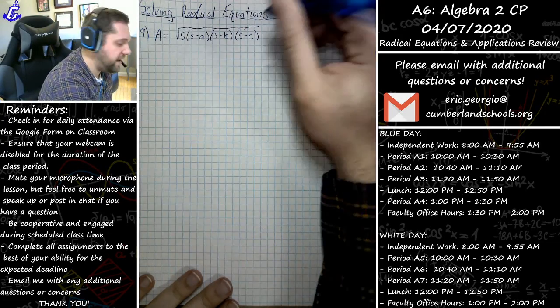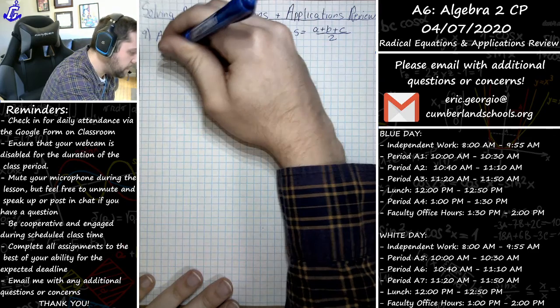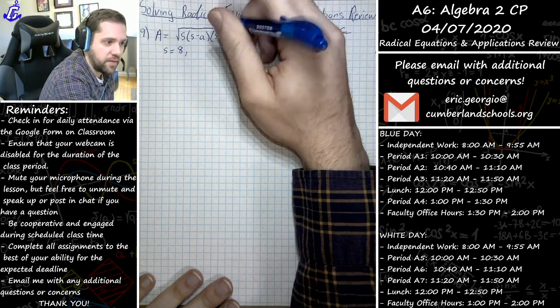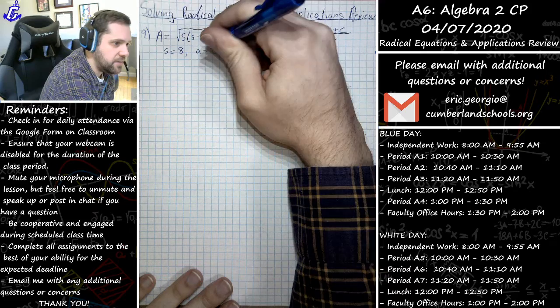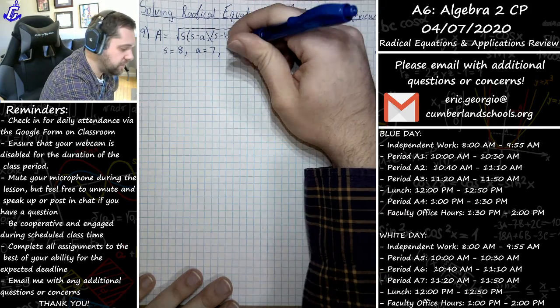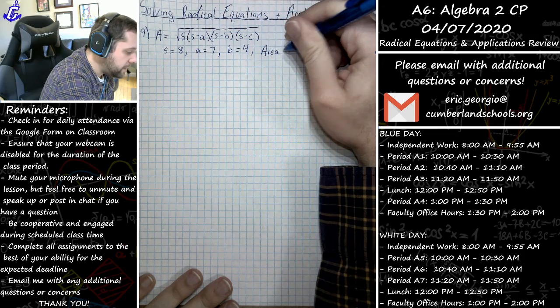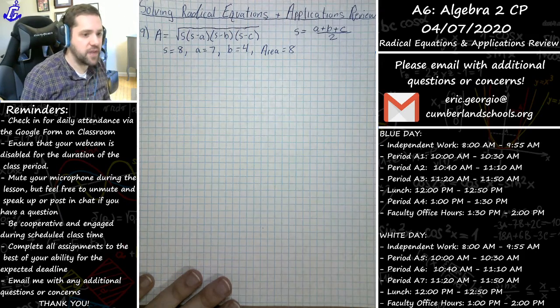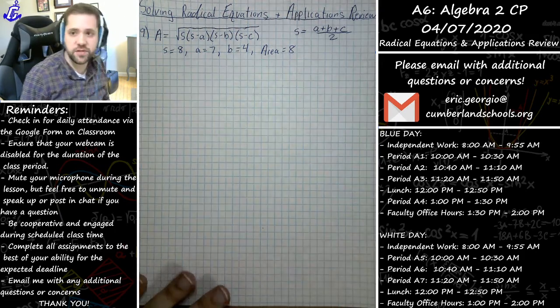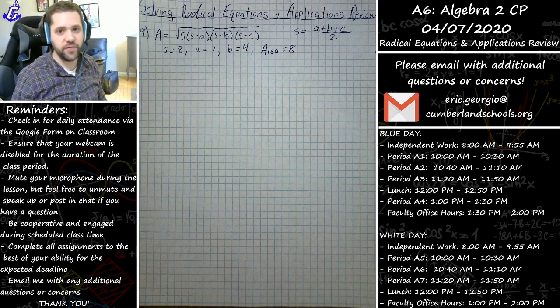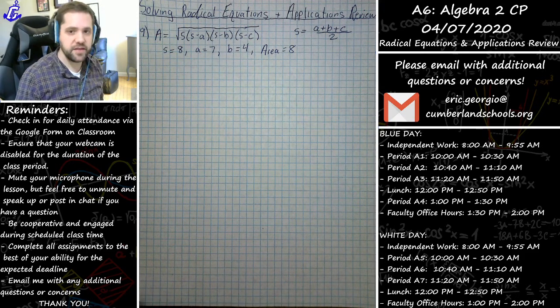It says that s is equal to 8 units. If s is equal to 8, the length of side A is equal to 7. The length of side B is equal to 4, and the area is 8 units. Can we now solve for side C? Well, certainly we can, because we have all the values for the other variables, so I'm just going to plug them in and solve for what I don't know.